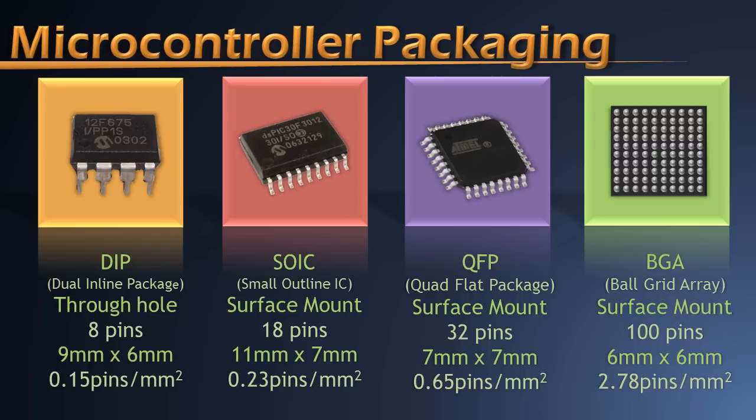And here's our pin density. So how many pins per square millimeter? On this one we have 0.15, this one we have 0.23, this one we have 0.65, and on this one we have almost 3 pins per square millimeter. So what does that mean? That means that we get more input and output in a smaller amount of space. And this is the advance here.